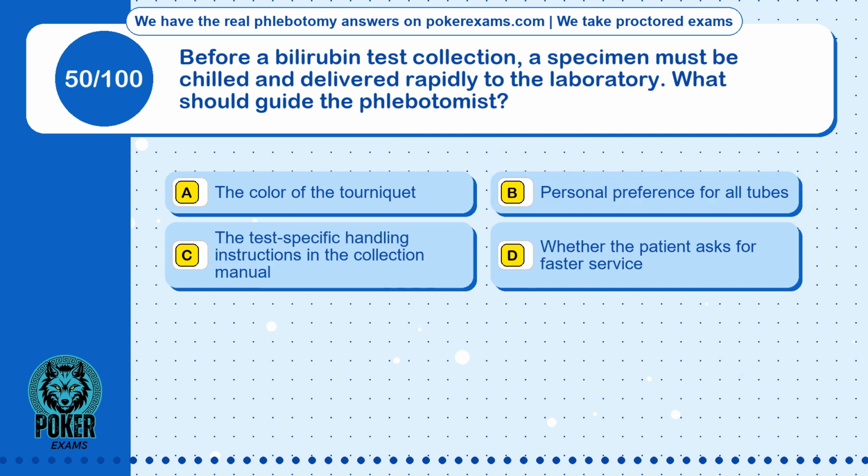Question 50. Before a bilirubin test collection, a specimen must be chilled and delivered rapidly to the laboratory. What should guide the phlebotomist? Option A. The color of the tourniquet. Option B, personal preference for all tubes. Option C. The test-specific handling instructions in the collection manual. Option D. Whether the patient asks for faster service.